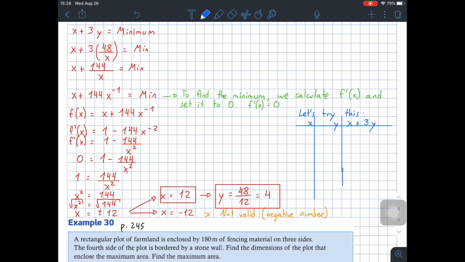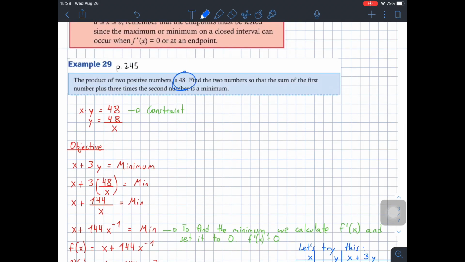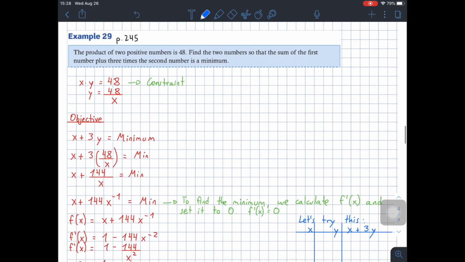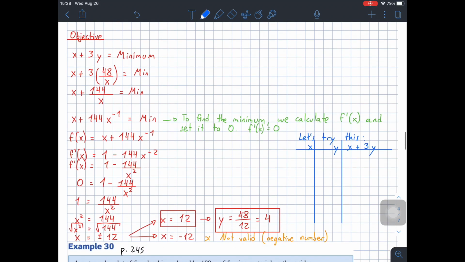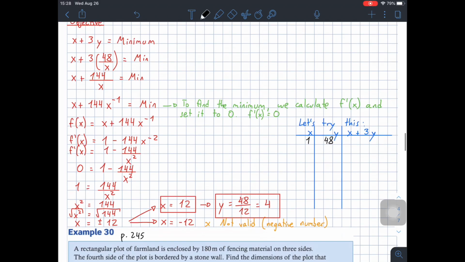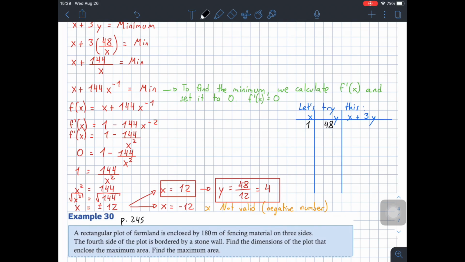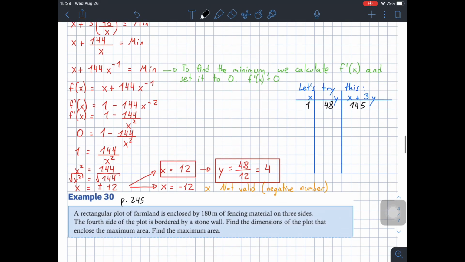We know that the product must always be equal to 48 according to the problem, okay? So we're going to think about all of the pairs of values which give us as product 48. For example, the first pair is 1 and 48. If x is 1 and y is 48, the product is 48, right? If we do x plus 3y, we get as a result 1 plus 3 times 48. 3 times 48 is 144, plus 1 is 145. So this is what we get as a sum, right?